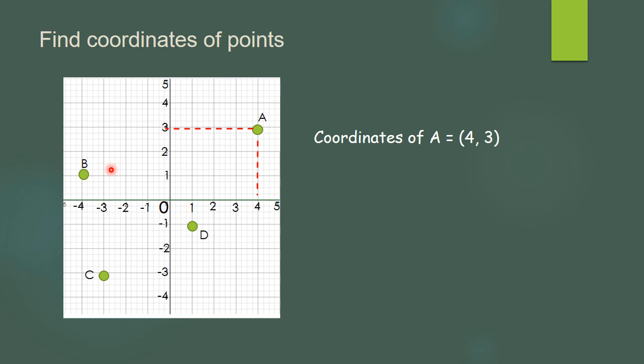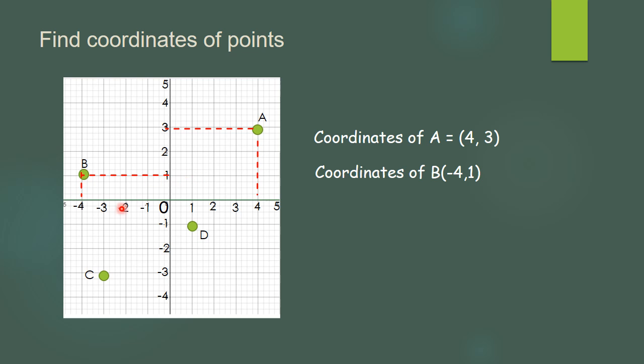Now we will try to find the coordinate of B. First draw the perpendicular on x, where it intersects at minus 4. So my x coordinate becomes minus 4, and my y coordinate becomes 1. In the first case, both were positive. For B, we get one negative and another positive.